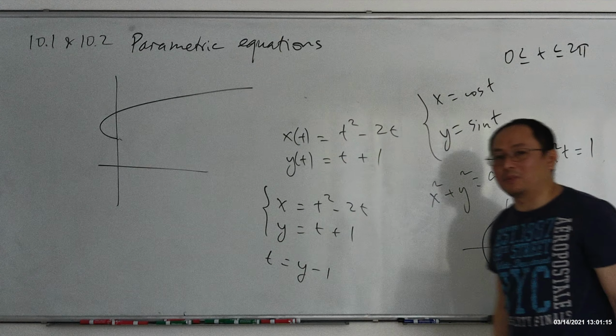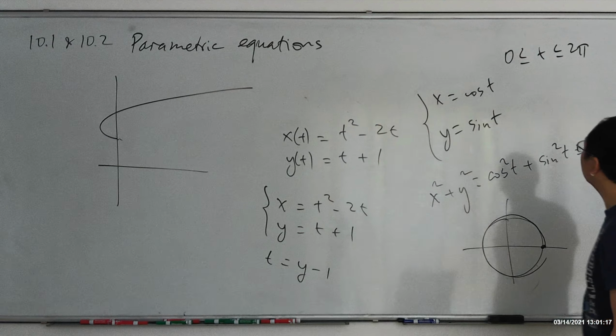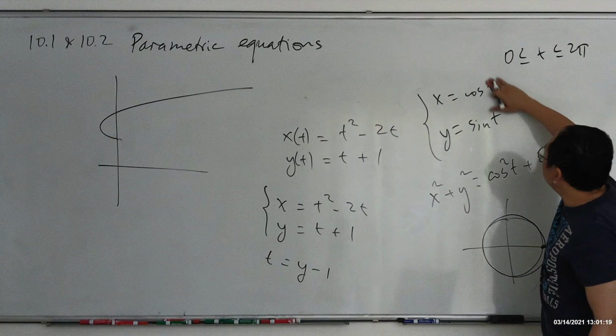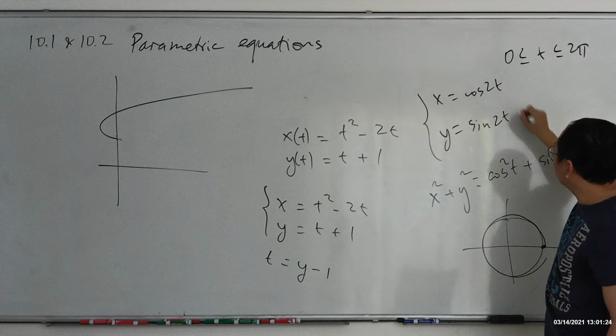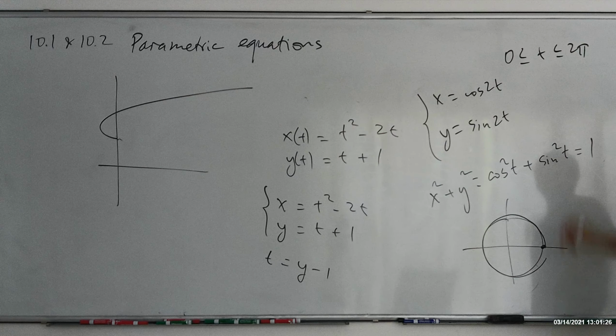Now, here comes something very special about parametric equations. What if, instead of cosine t, I have cosine of 2t, and sine of 2t, and t still runs from 0 to 2 pi?